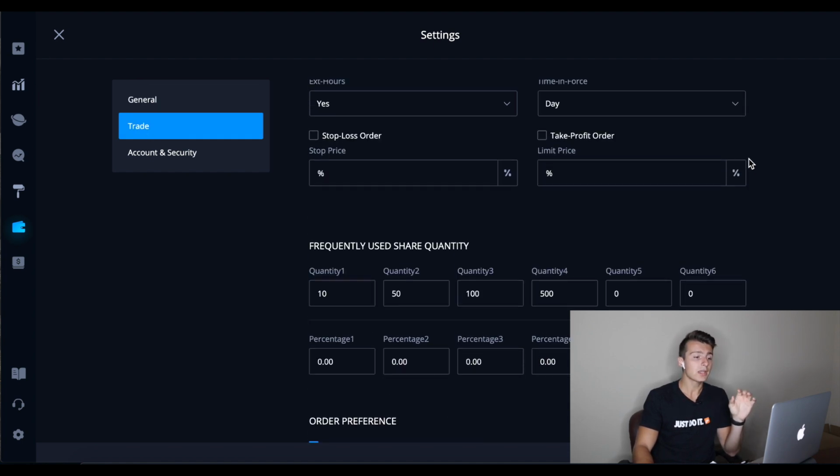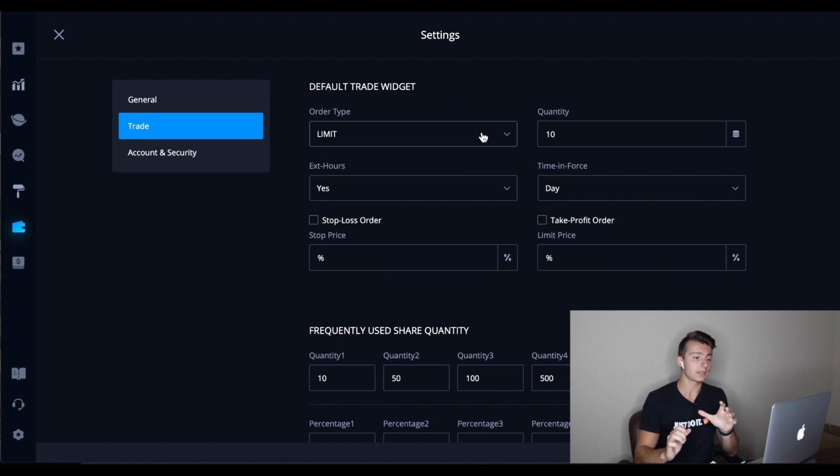What you can do here is you can set some custom presets so that when you do go to your trading widget, which we'll talk about what that is in a second, you can already have what you pretty much know you already want ready for you, so it makes it that much faster and it streamlines the process.